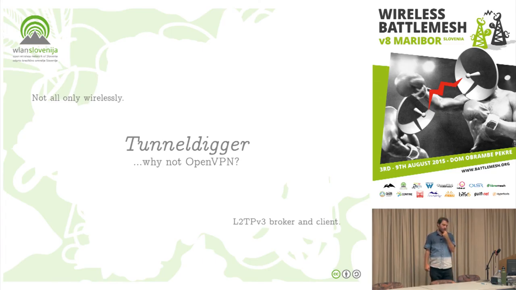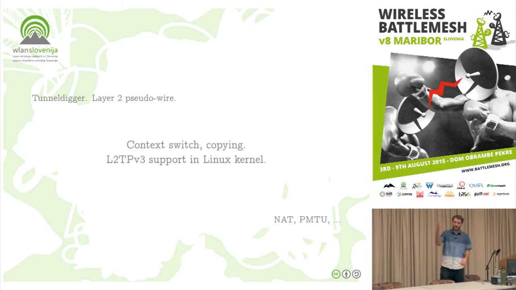As was mentioned, in our network we use VPNs a lot. So I will also mention one other project called Tunnel Digger, which we developed as a replacement for OpenVPN. In Slovenia, we are lucky because we have a lot of fiber in cities, in homes. And once you have a lot of fiber, you discover that OpenVPN is very slow. You cannot use the whole fiber with OpenVPN because there are too many context switches between kernel and user space. It's just too slow, even if you disable all encryption.